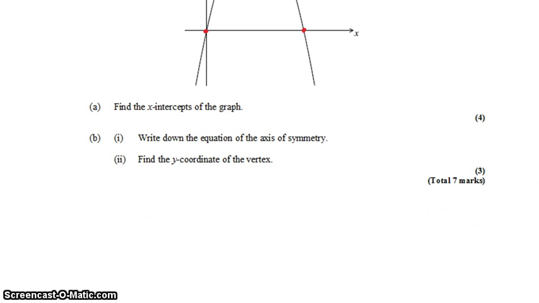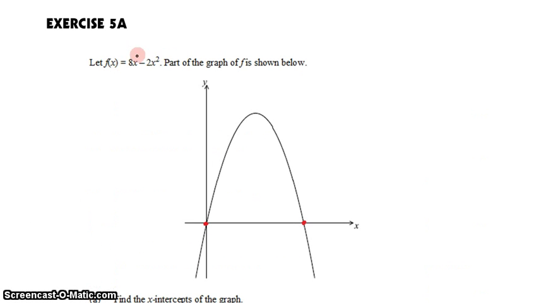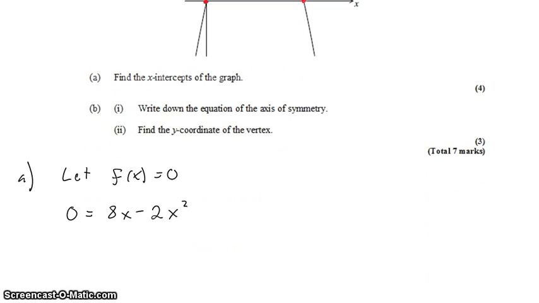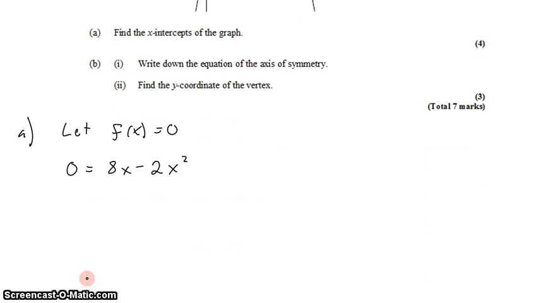So for part A, we get x-intercepts when f of x is equal to 0. So we're going to let f of x be equal to 0. This means that 0 is equal to 8x take 2x squared. That's f of x. 8x take 2x squared is equal to 0. We'll solve this for x.